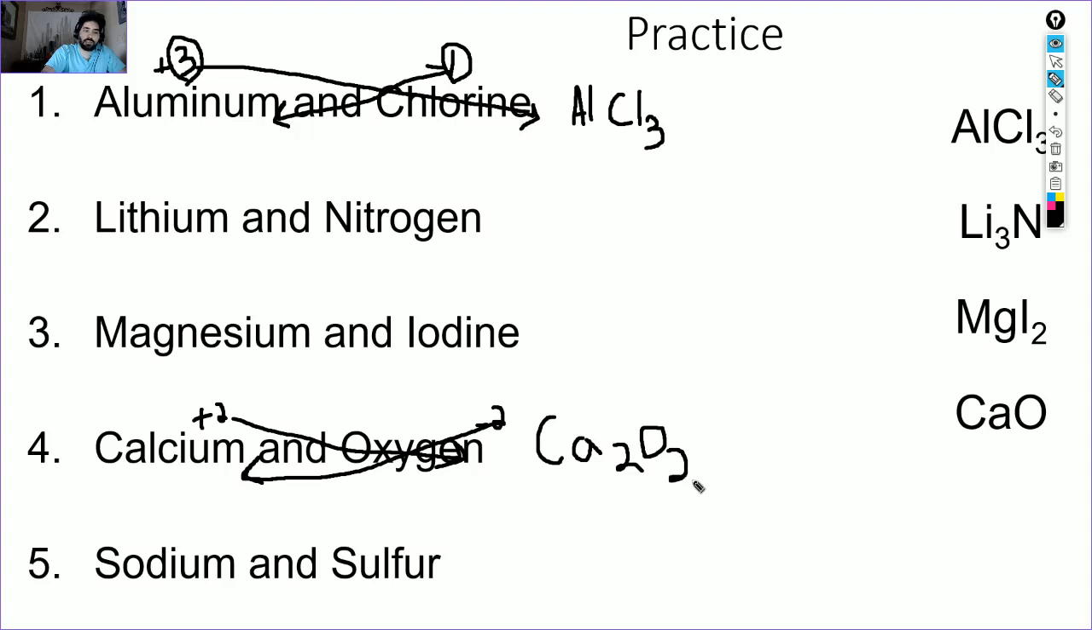Right? But that's not my final answer, because if you look, the subscripts can actually be simplified. I can divide both of these by 2. And if you divide them by 2, you end up with this answer right here, Ca1O1. So you always want to do that last step of reducing.